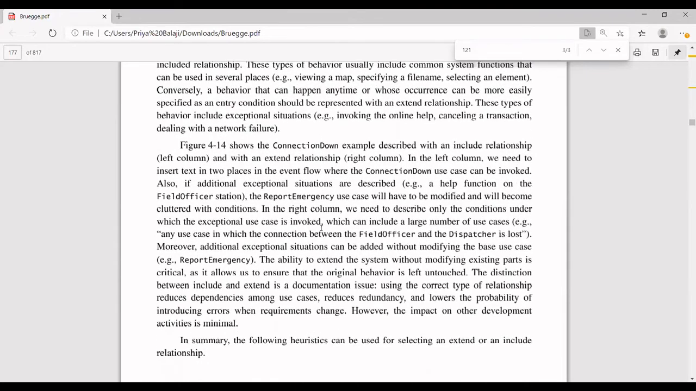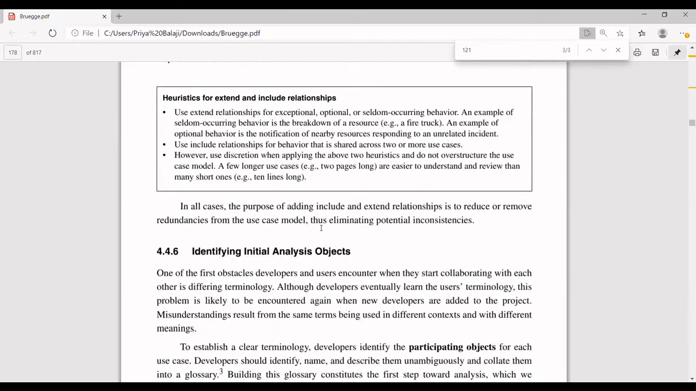So next I'll continue with that. Now, if you need to have an extend and include relationship, what might be your thought for choosing between them? To use your extend relationship, it is clearly shown here. It is an exceptional or optional or seldom occurring behavior. It means it will not happen every time. It may happen sometimes. If that happens, what you have to do in reaction, that type of thing is handled through the extend relationship.